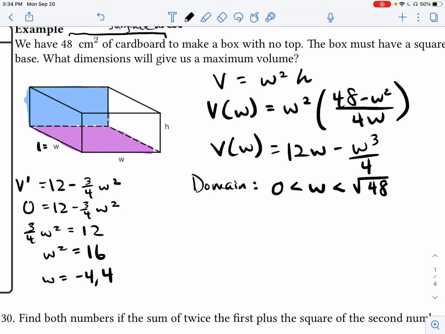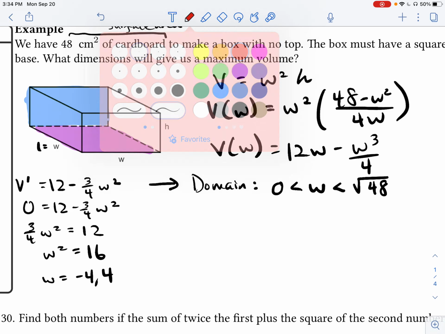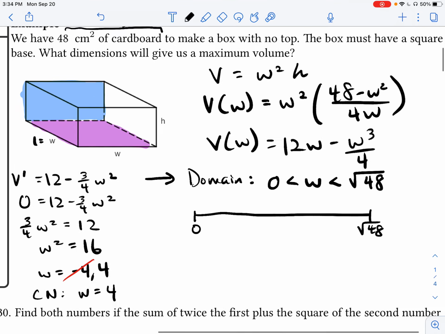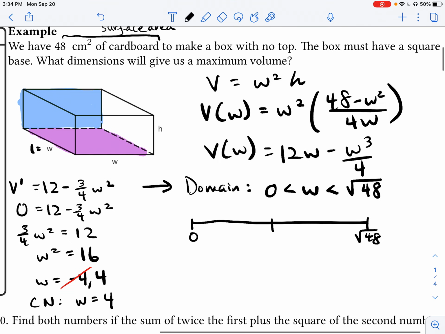Again, if we think about this in the context of our domain, we said that our W must be non-negative. So we are going to disregard -4 as a possible option. So far, we can say that one of our critical numbers, W, is equal to 4. Now, just because something is a critical number doesn't mean it's an extrema. So now I'm going to draw my W prime number line. Again, at 0 and root 48. These are conditions for our domain, for our W. And we're going to put 4 here.